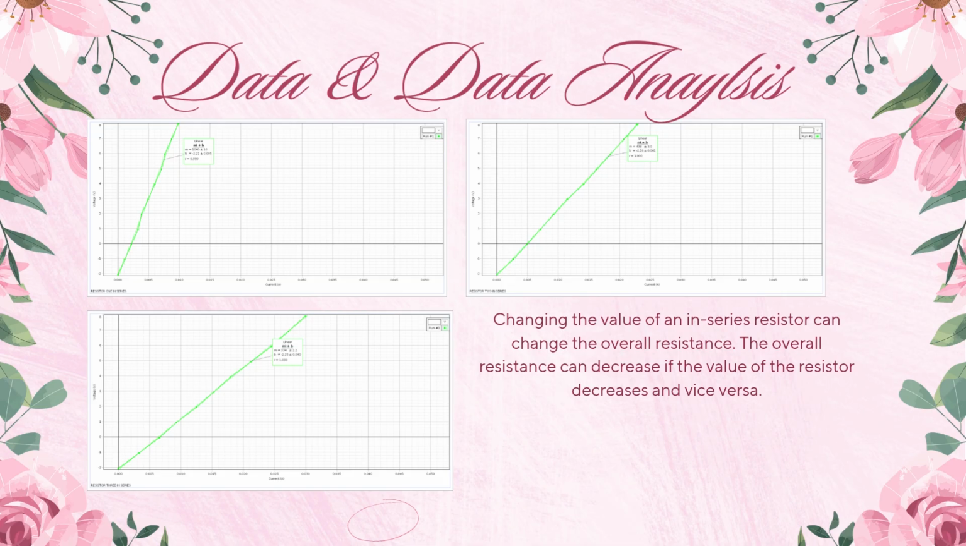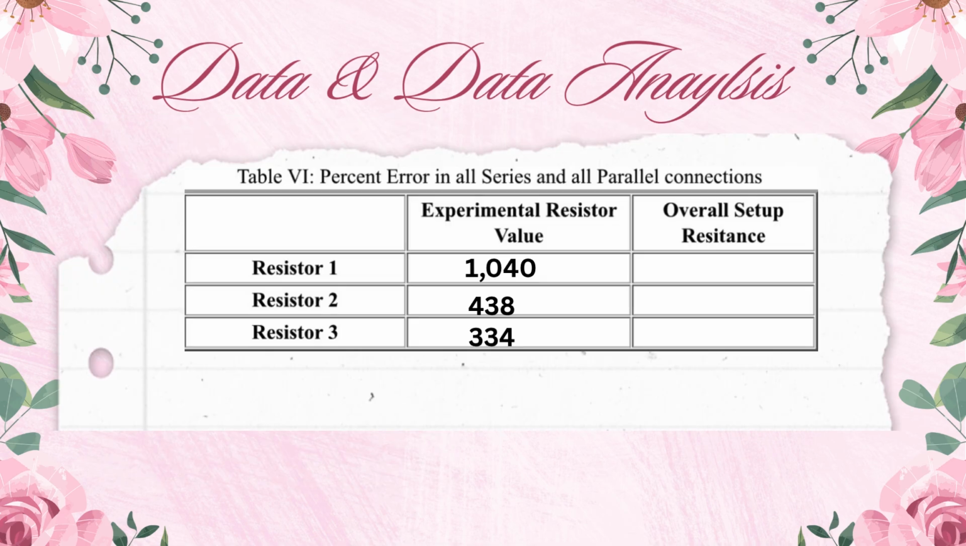So for the last activity of the experiment, which was the combination of parallels and series, we looked at how changing the value of a single resistor affects the total resistance. In a series circuit, increasing one resistor's value increases the total resistance, while decreasing it lowers the total resistance. In parallel, we saw that adding more resistors lowered the total resistance because it increases the number of current paths. So here is table 7.